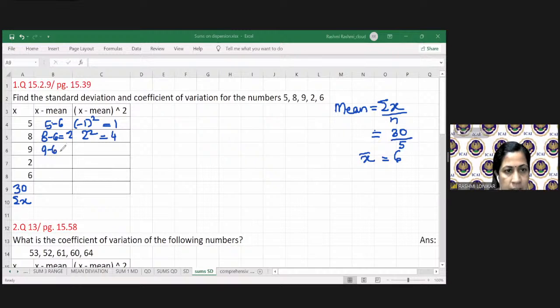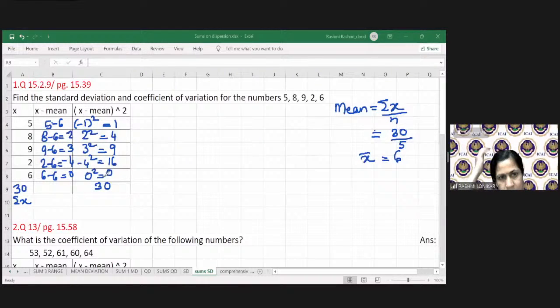9 minus 6 is equal to 3. 3 square is equal to 9. Then 2 minus 6 is equal to minus 4. Minus 4 whole square is equal to 16. 6 minus 6 is equal to 0. 0 square is equal to 0. So can I add them up? So this will become 30. Yes. So is this 30? 16, 25, 30. Right.